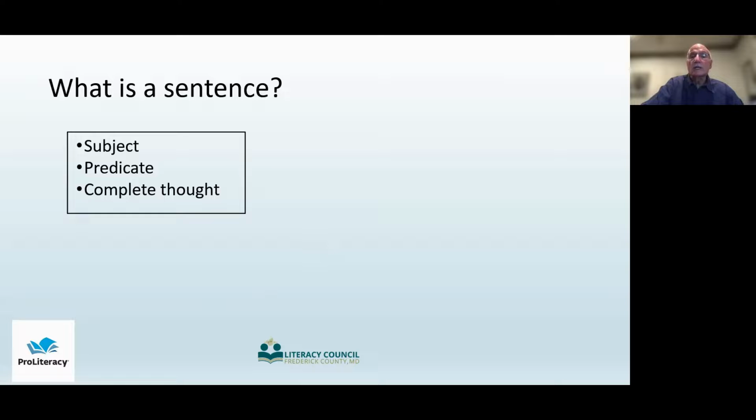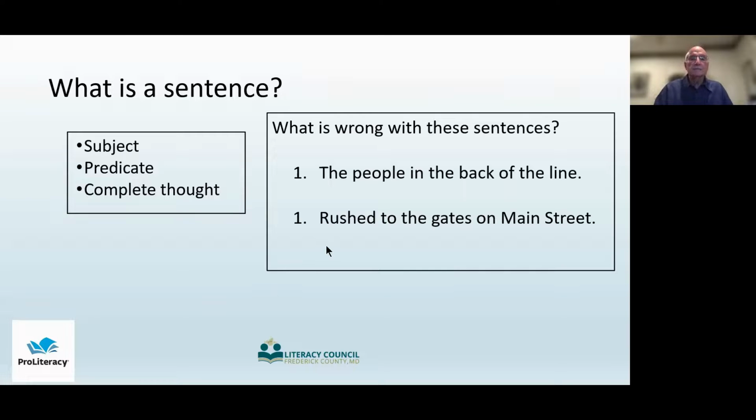Together, they complete a thought, forming a sentence. One error students often make is writing sentence fragments. A sentence fragment is missing a subject or predicate.